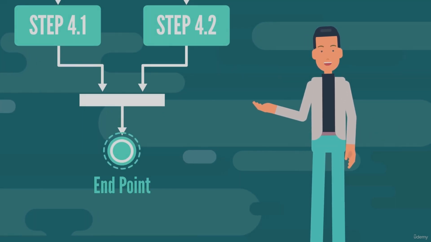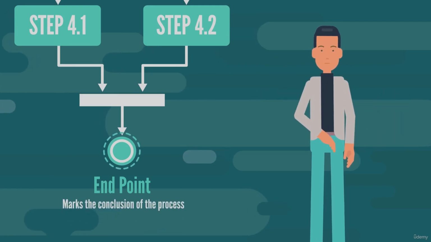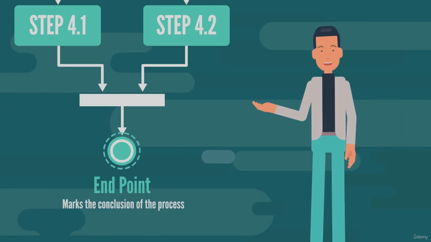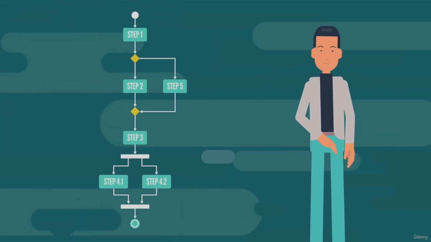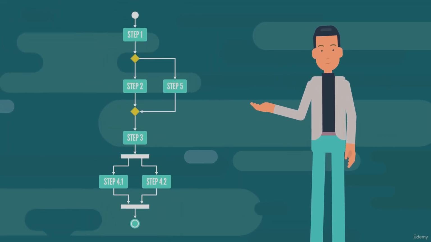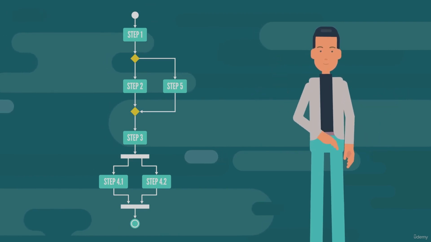Just like a journey must have a destination, this symbol marks the conclusion of the process, signaling where everything wraps up. Alright, now that we've covered the basics, our next step is to start creating an activity diagram for our application. See you in the next lesson.